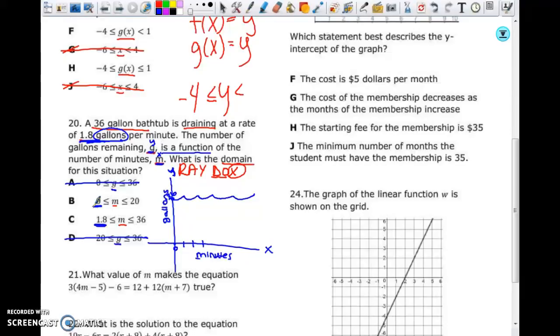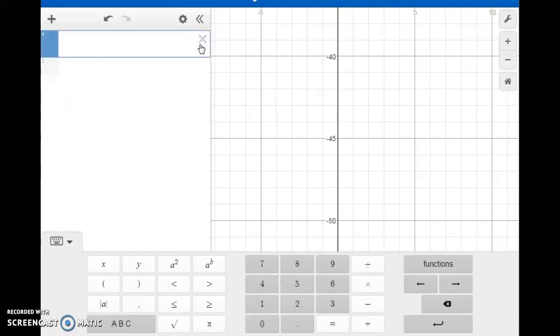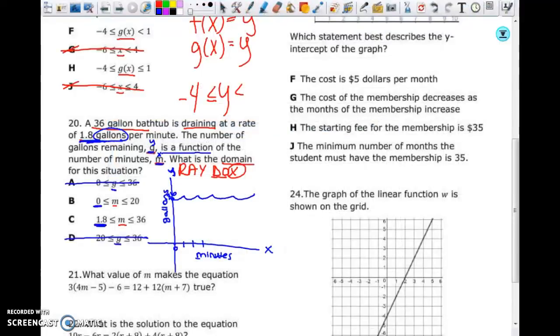But really quickly, I do want to just show you how many minutes it will take. If it's doing 1.8 gallons per minute and there's 36 gallons, let me go ahead and clear this. 36 divided by 1.8. Oh, I forgot the point. 1.8, right? That means it would take 20 minutes. So, look at that. From 0 to 20 minutes was how long it would take.